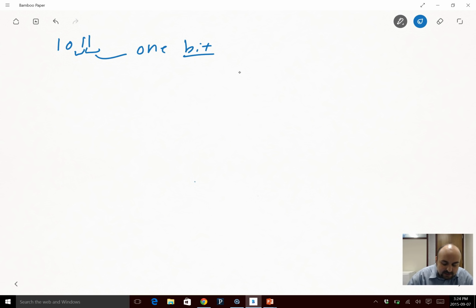So 1 byte equals 8 bits. And that's how information is stored. If you look at the memory of your computer, you would probably have about 4 gigabytes. So the unit to quantify memory is bytes, and each byte is of course 8 bits.